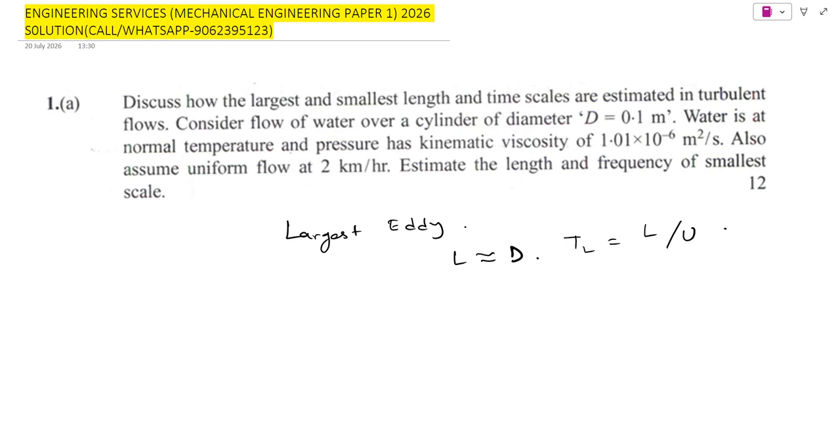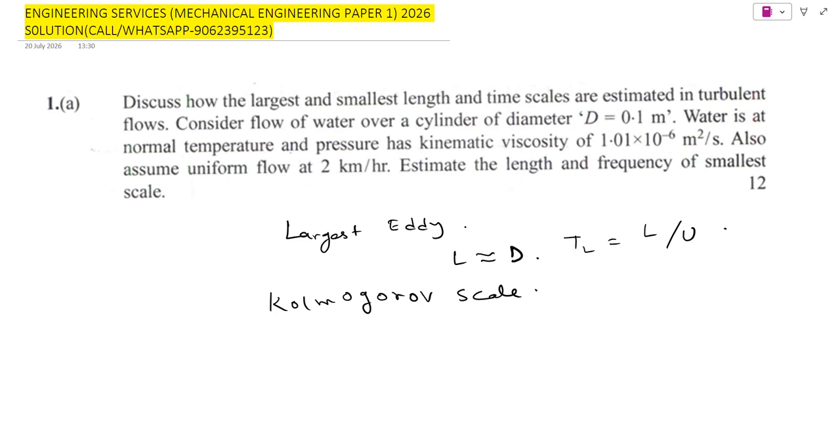Now think of turbulence as a family. The largest eddy is the father, which possesses the maximum energy, and it breaks into smaller eddies. Those smaller eddies again break into even smaller ones. Finally the smallest eddies become so tiny that viscosity converts all kinetic energy into heat. And this final stage is called the Kolmogorov scale.